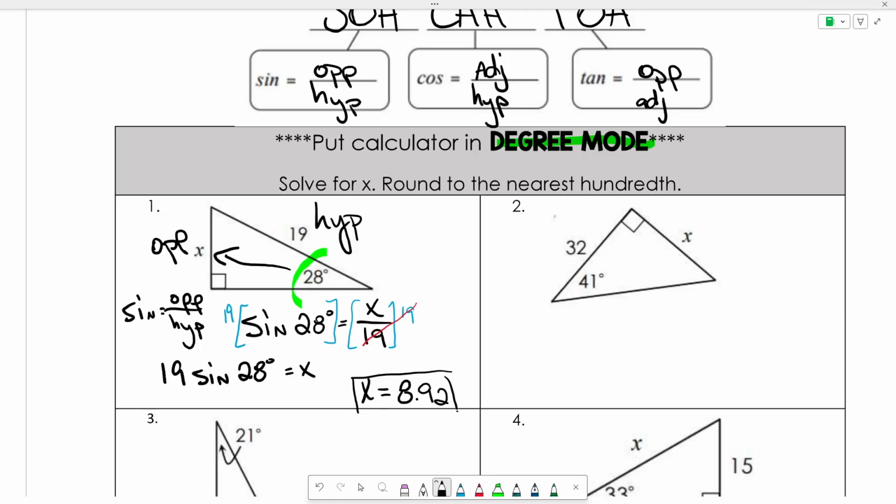Once you get it set up in your proportion, or set up with your sine, your cosine, and tangent, you're going to use that to help you find the missing side. And it's just a matter of putting it in the calculator.